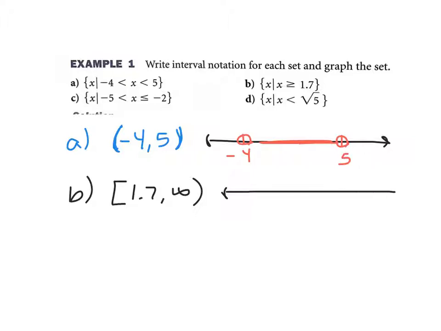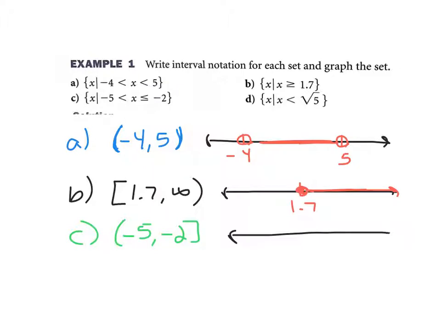Draw my number line here. This time I'm just going to need one number on it, the 1.7. I'm going to put a full filled-in circle because it includes the 1.7. Everything to the right. Part C, we'll do both. Part C, it's half open, half closed. It goes from -5. It does not include -5. It goes to -2. It does include -2 because it does have an equal sign.